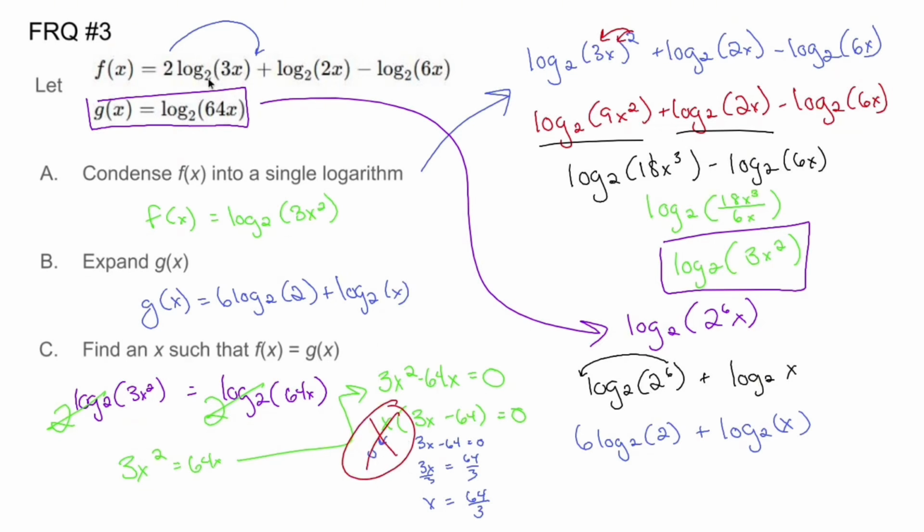Because if I were to take 0 and plug it into literally any one of these, it won't work. However, if I take 64 over 3, which is 21.3 repeating, I could plug that into 3x squared and it would stay positive. Plug it in here and it will stay positive. It will work for all of them. So 64 over 3 is a solution, whereas that 0 was not.